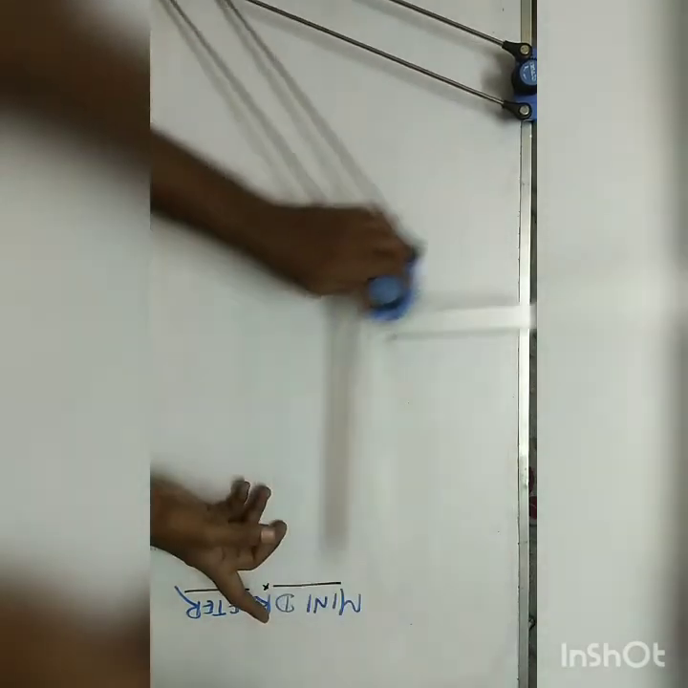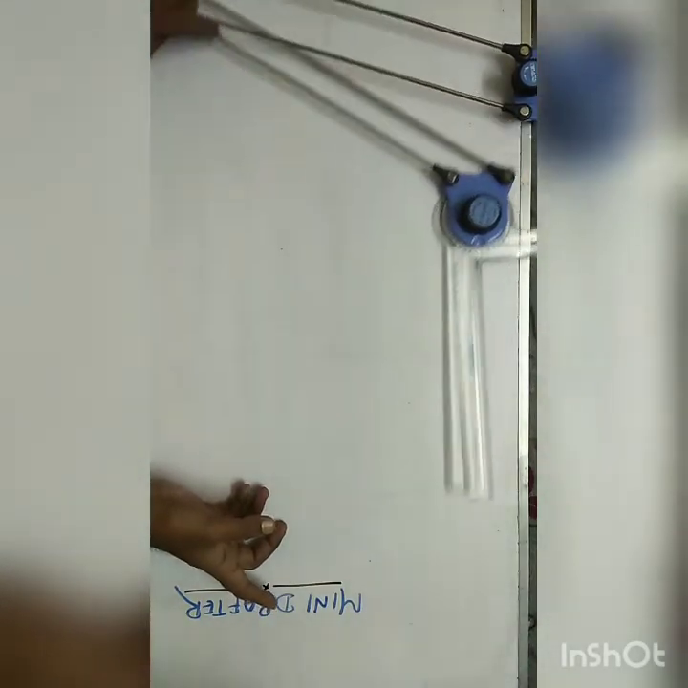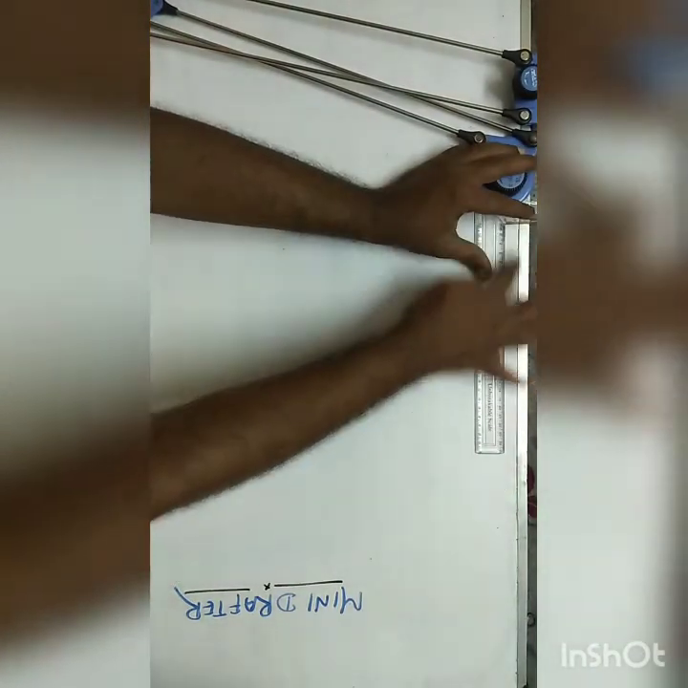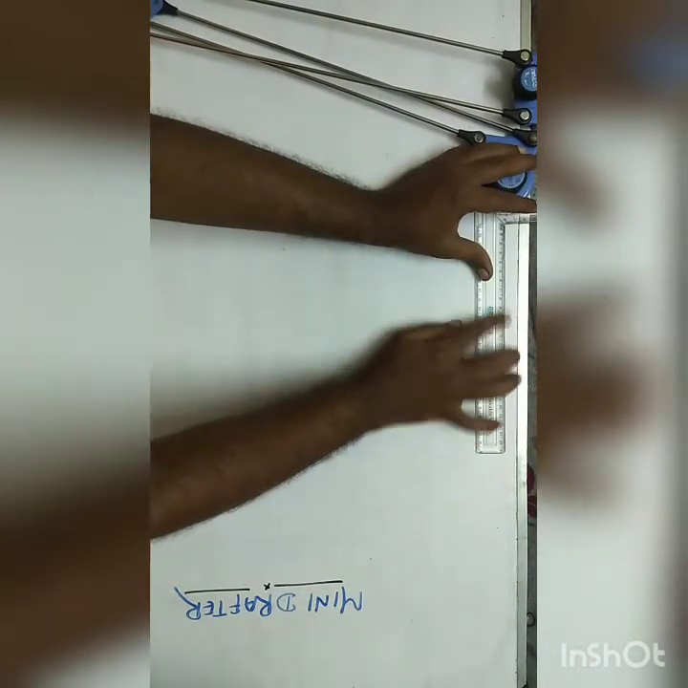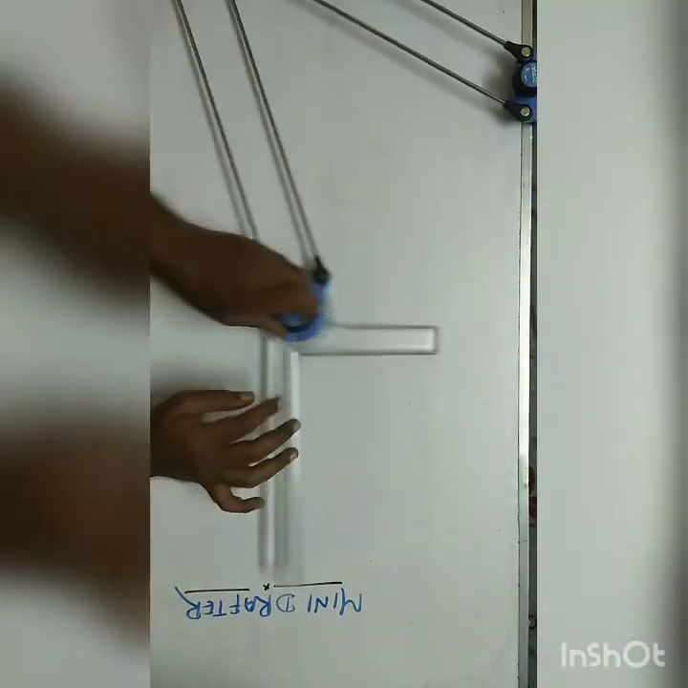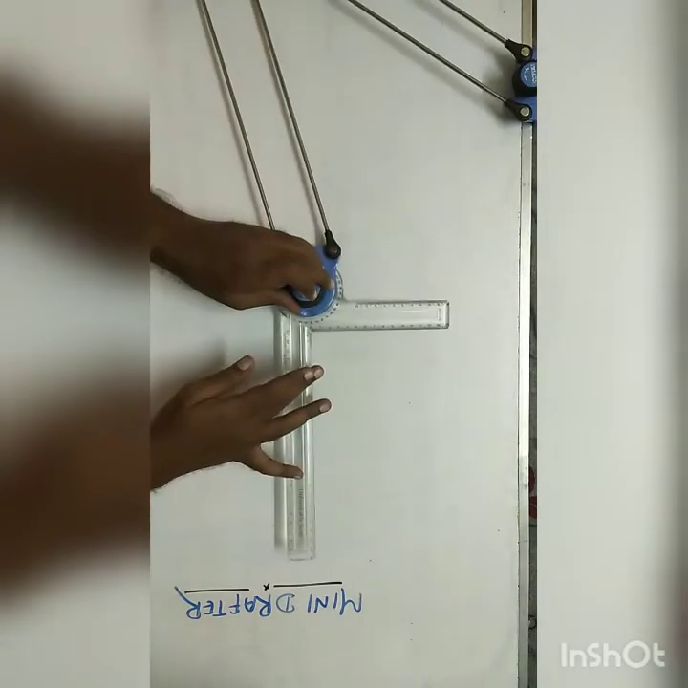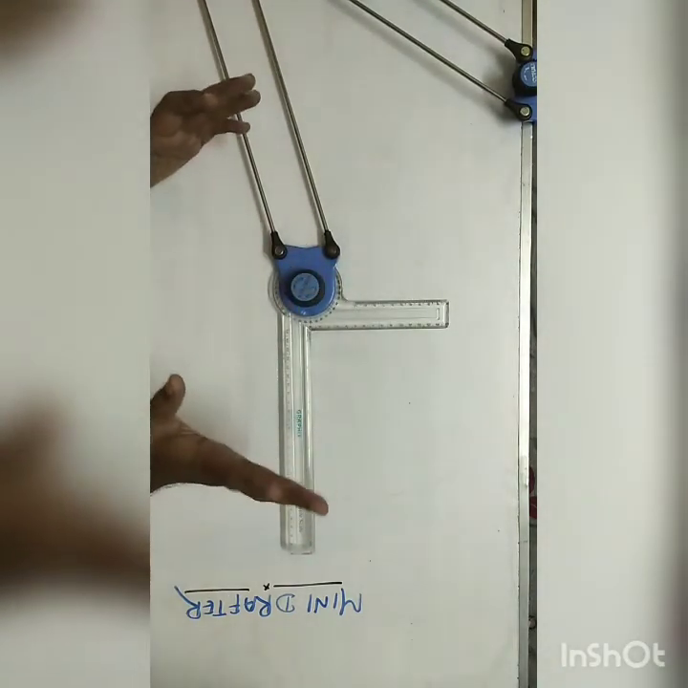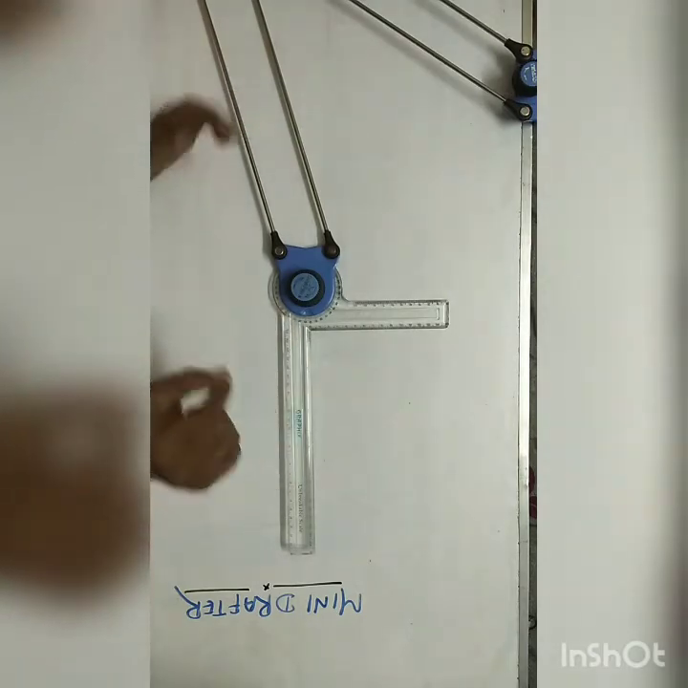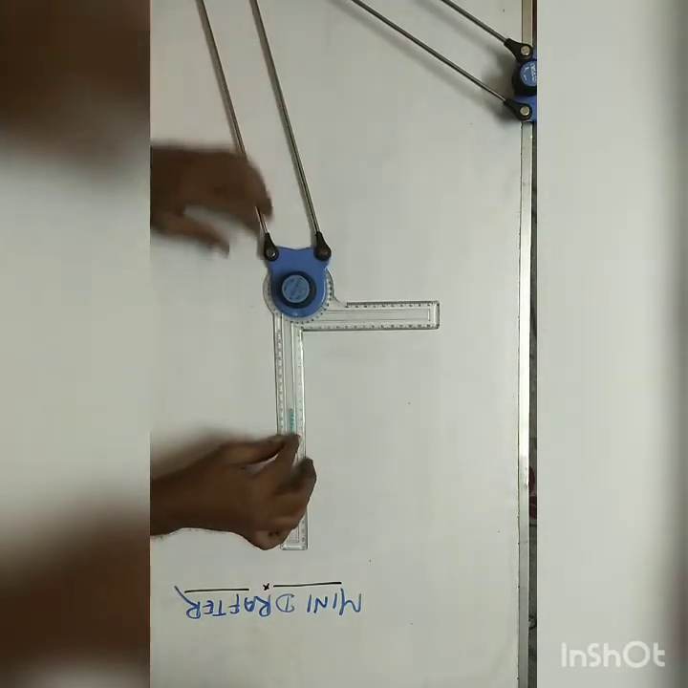Okay, so you keep this scale at the reference, whether it is perfect. It should be parallel, matching that. Okay, so if you match it, then you tighten the knob. Then whatever lines you draw in your drawing board or in your drawing sheet, by using the drawing board, once you fix the drafter on the drawing sheet, whatever you draw will be a perfect straight line.